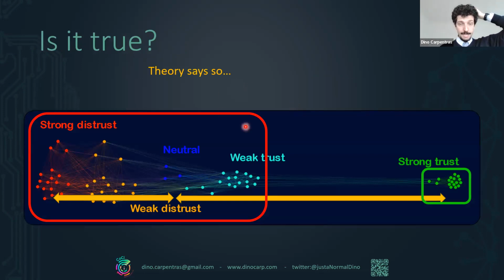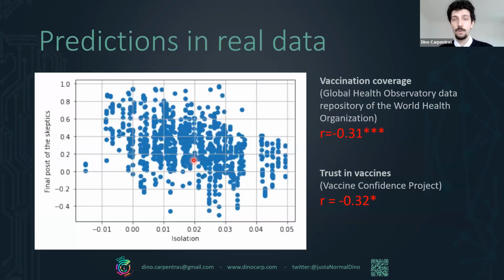So the theory seems to say that this ideological distance is quite important for predicting the influence of the pro-vaxxers on the neutrals. But what are the data saying? We also took real-world data on vaccination coverage and on trust in vaccines. Since the models are dynamic, we didn't compare the data of 2018 with the data of 2018, but we wanted to make a prediction over the following year. So the information on vaccination coverage and trust in vaccines are from 2019. So we're making a prediction on the following year.